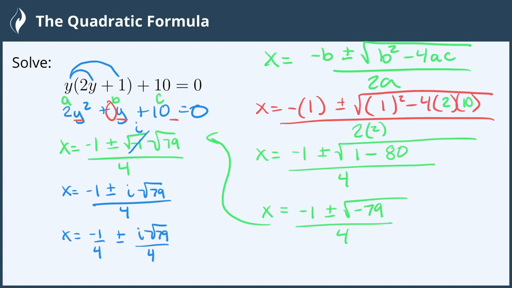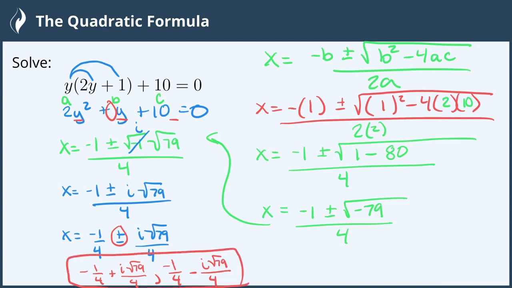Now, just to show that we have two answers, we can separate the plus and the minus sign, so we have negative 1/4 plus i root of 79 over 4, comma, negative 1/4 minus i square root of 79 over 4. And now we have both of our solutions and we're all done.